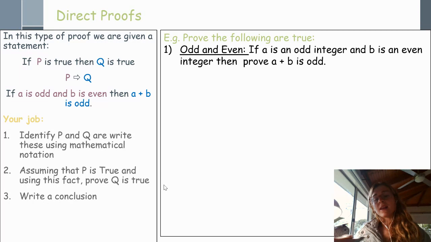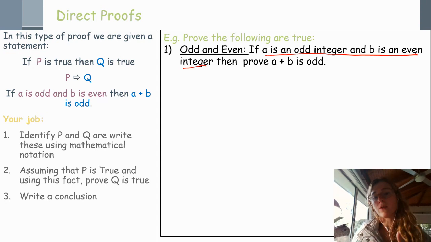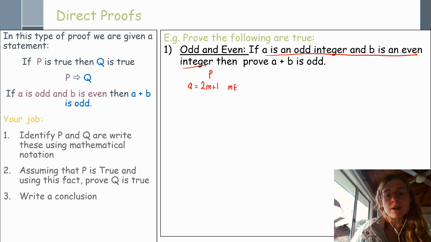So like I said before, we're going to pretend that a is an odd integer, b is an even integer, and then prove a plus b is odd. So first we have to identify what P is in this statement. Well, P is always the thing that comes before the then. Let's write it mathematically. So if a is odd, I could write that as 2m plus 1. If it's an integer, remember that m would have to be an integer here.